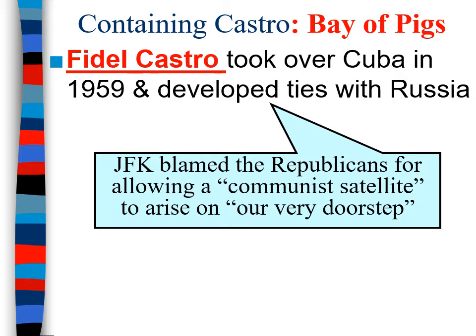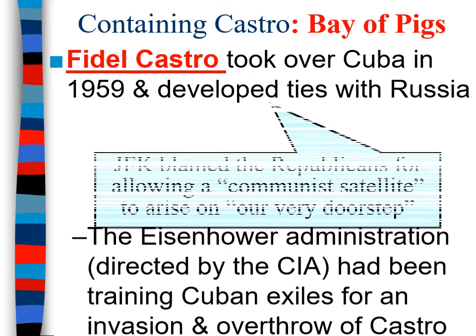JFK is going to blame Republicans under the Eisenhower administration for allowing this communist satellite to arise on our very doorstep, about not doing anything sooner, and because they didn't make any decisive blows, they let the Soviet Union stay around. They didn't end the Cold War when they could have, and they should have made some more decisive moves.